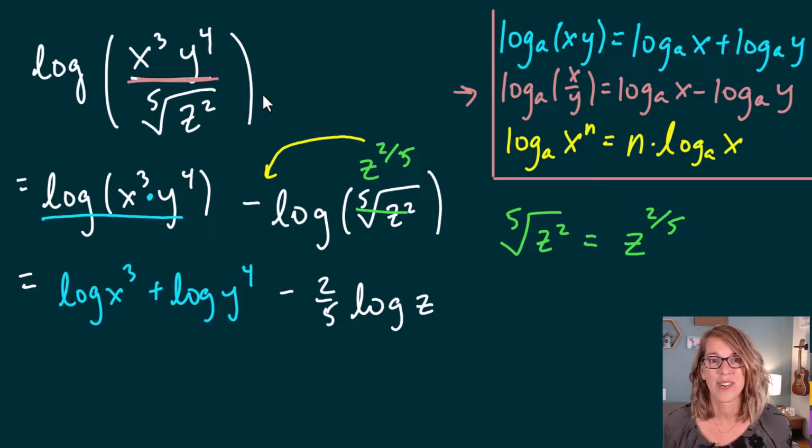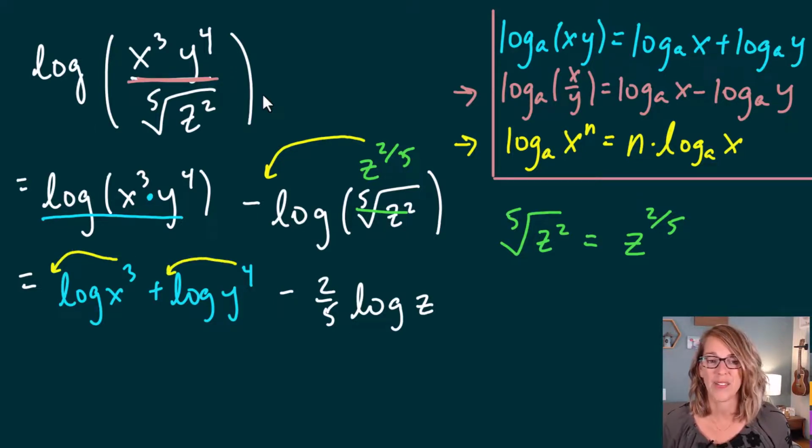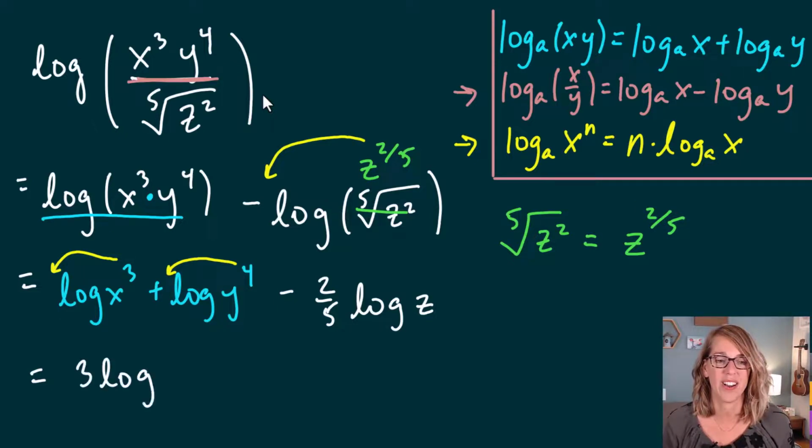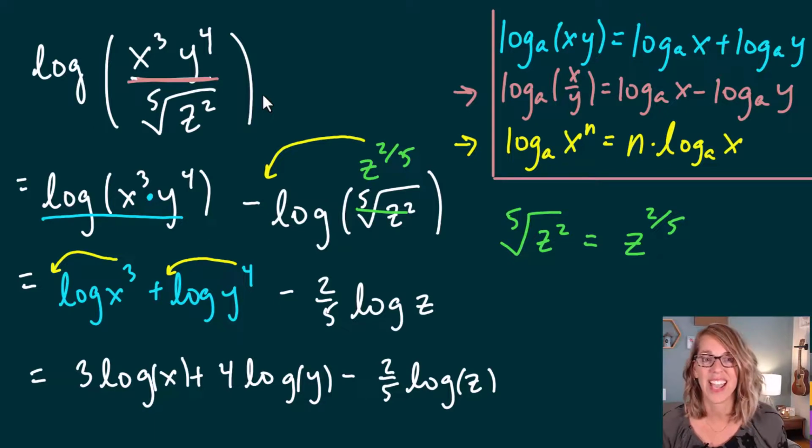I only have one more step to do, and that's to apply this last property. Let's go ahead and bring each of those powers, the 3 and the 4, out in front, and here comes the final answer. So I get 3 log x plus 4 log y minus 2/5 log z. Now we've expanded some. Next, let's look at simplifying.